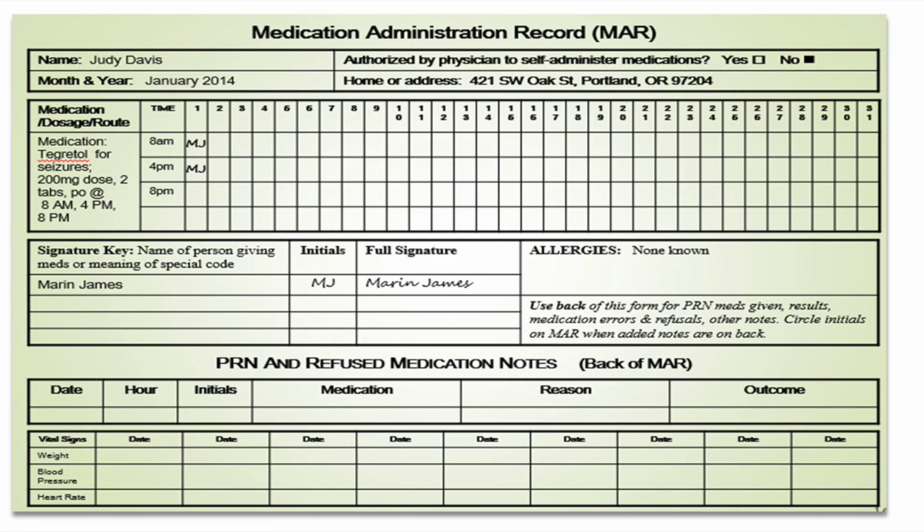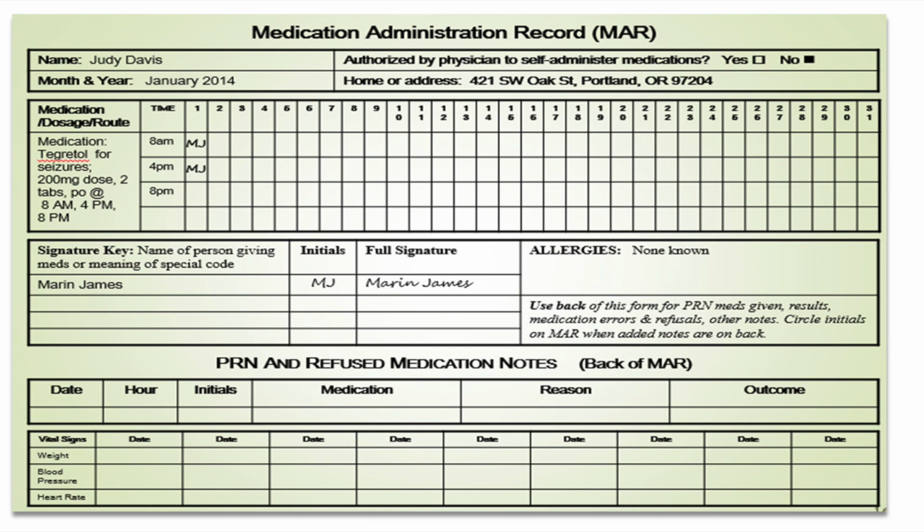This is an example of the medication administration record, and you can see all of the information here, the name of the individual, you can see their address, and you can see this example of medication and dosage, as well as a signature key. You can also see on the bottom of the form the PRN and refused medication notes, which is where you would note if a child missed a medication or refused a medication or a PRN had been given.